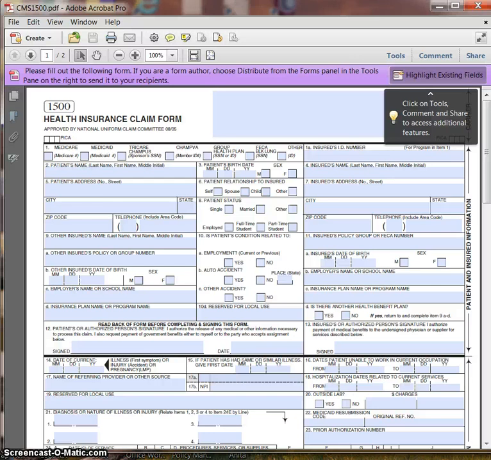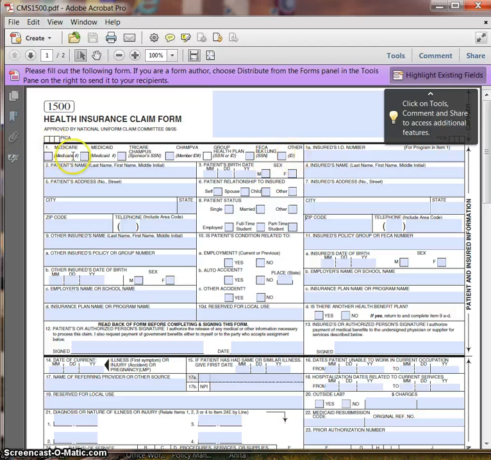13, which is considered the patient information. The first block that we're going to talk about is block number 1, which is right here at the very top. This would be the first item that you would fill in for your physician's services. There are different types of insurances listed on the top of number 1. You have Medicare, Medicaid, TRICARE, CHAMPVA, Group Health Plan, FECA, Black Lung, and other.